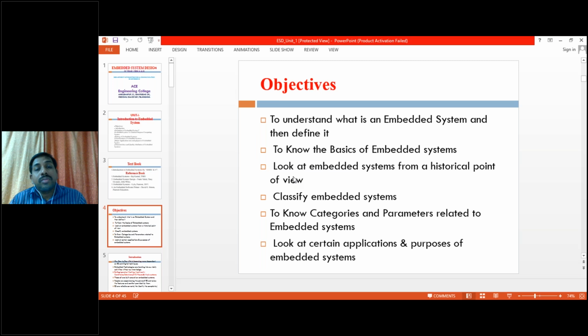And as these embedded systems are going on improving in complexity and performance, they are classified into various types based on some categories. So we are going to see in this topic the classification of embedded systems. So our objective is we will classify the embedded systems. Then by knowing the parameters and categories, we are also defining its properties, what are its applications, and what is the purpose of the embedded system. So these are our objectives.